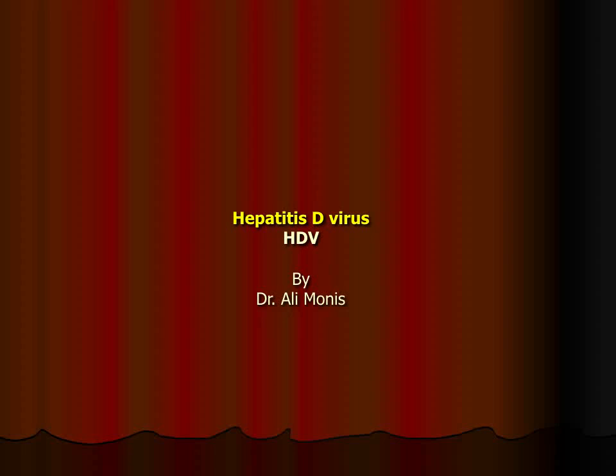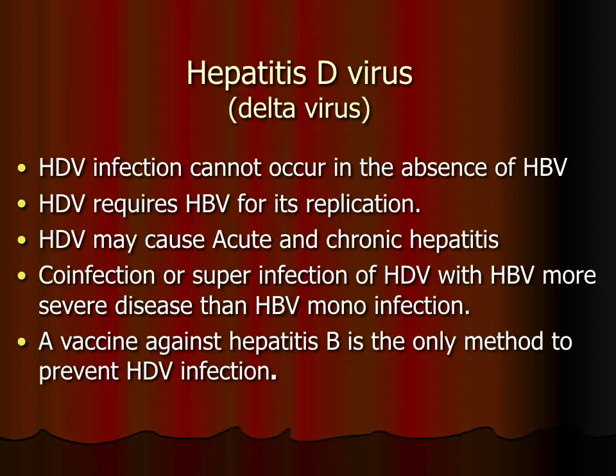This topic is Hepatitis D virus, also called Delta virus. Hepatitis D virus infection cannot occur in the absence of hepatitis B virus. There should be hepatitis B, and there is no hepatitis D without hepatitis B, because hepatitis D requires hepatitis B virus for its replication.